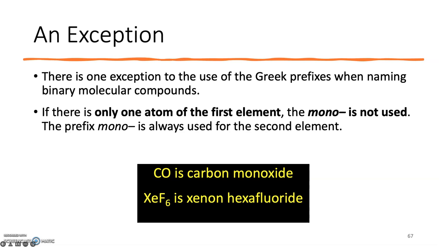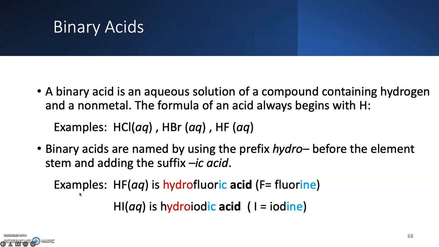There's an exception, only one exception. The Greek prefix mono is not used when naming binary molecular compounds that have only one atom of the first element. However, the prefix mono is used for the second element. For example, CO is carbon monoxide. The prefix mono for carbon is dropped. For xenon trioxide, the prefix mono for xenon is dropped in this chemical formula.